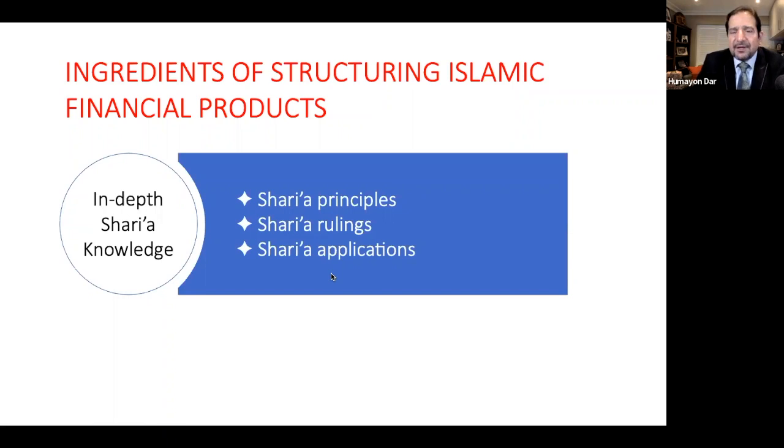And specifically, what do we mean by that? The person should have knowledge of Sharia principles, Sharia rulings, and of course, applications of these principles and rulings in the context of financial matters. In other words, anyone who would like to have a role in structuring of Islamic financial products should have a good understanding of what is known as fiqh al-muamalat al-maliyah.